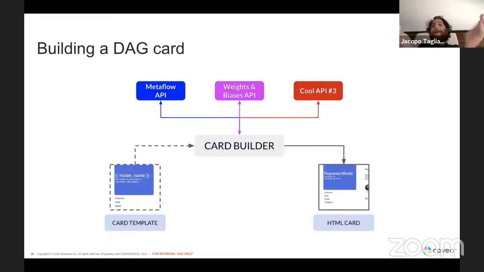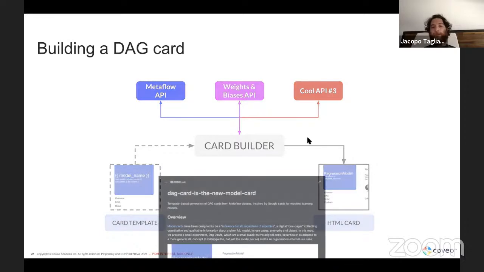And then once you have an HTML card, you can do whatever you want. You can publish it internally, as an iframe in a Confluence page. You can have a serving server internally where people can go and look at that. You can just archive it in an S3 bucket, whatever you want to do.